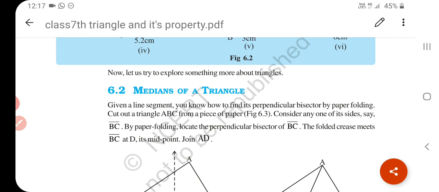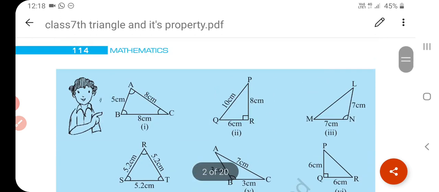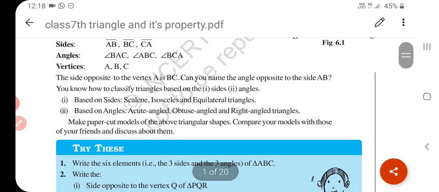If we talk about triangle ABC, then AB, BC and CA are the sides of a triangle, and the point where two of the three sides of a triangle intersect is called the vertex of the triangle. A triangle has three vertices. A, B, C are the three vertices of triangle ABC.